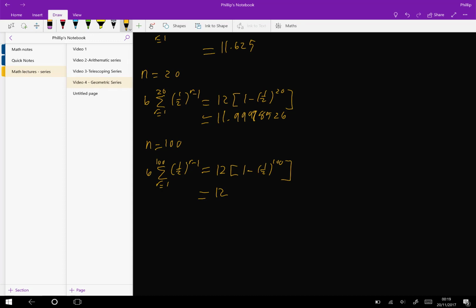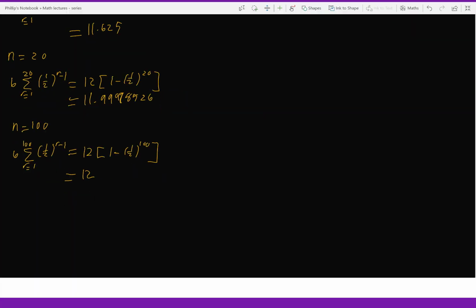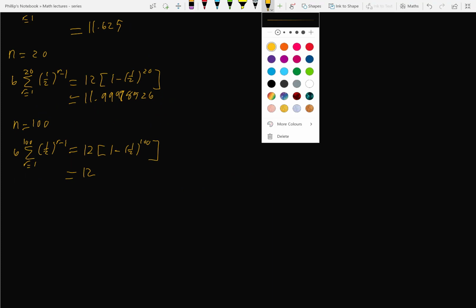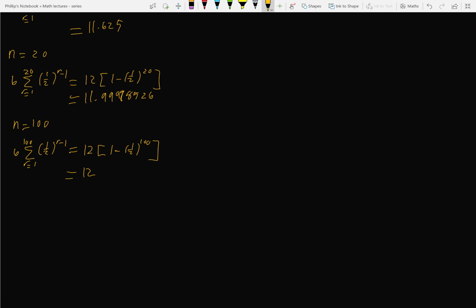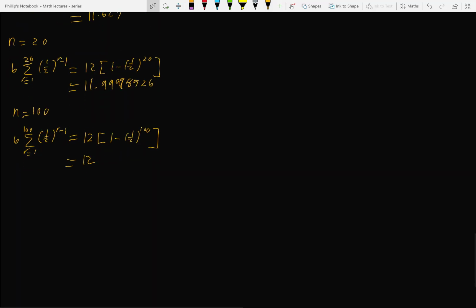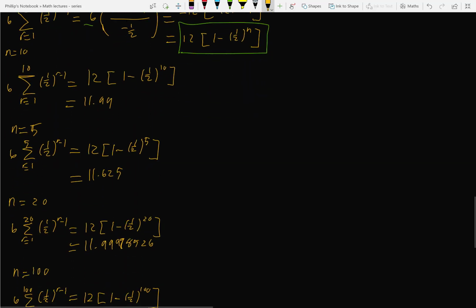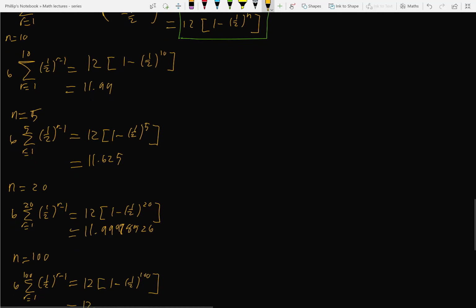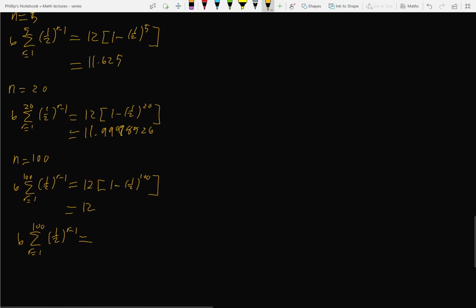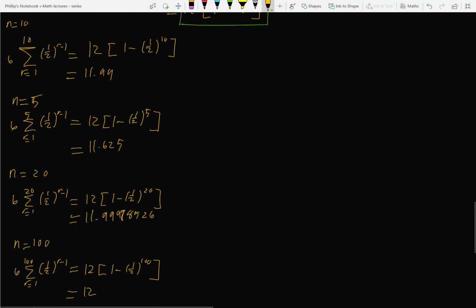Okay, back to the lecture at hand now. The reason that's just come to 12 is because of the limit. If we look at the original, we've got the sum from r equals 1 to 100 of 6 times a half to the r minus 1. We haven't discussed limits yet, and this is going to come up in calculus and analysis lectures. So we haven't gone over this yet, but I'll give you the intuition.